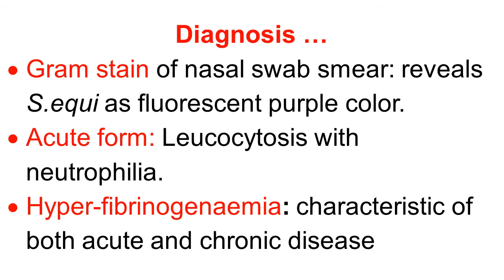The acute form of Strangles shows leukocytosis with neutrophilia. Another characteristic is hyperfibrinogenemia. Hyperfibrinogenemia is the characteristic of both acute and chronic disease. So that is important for laboratory diagnosis.